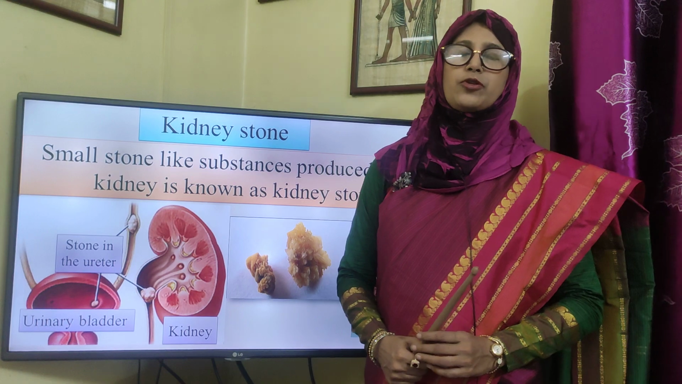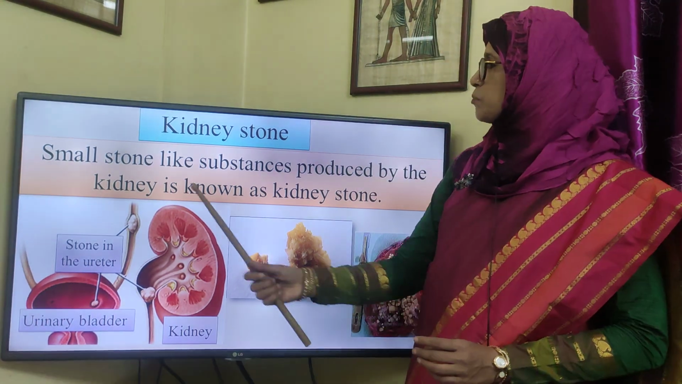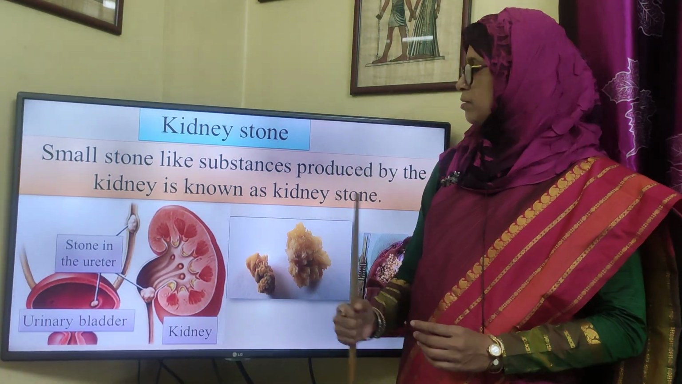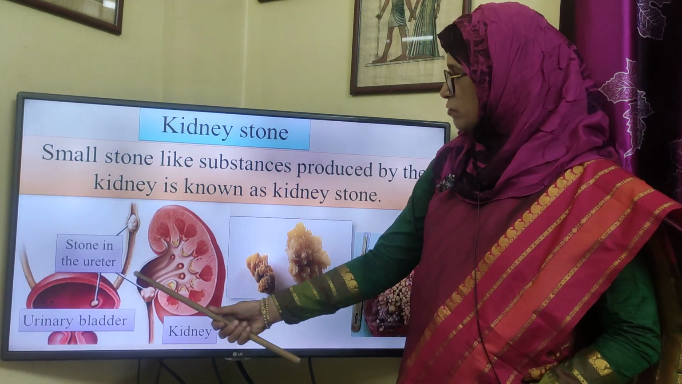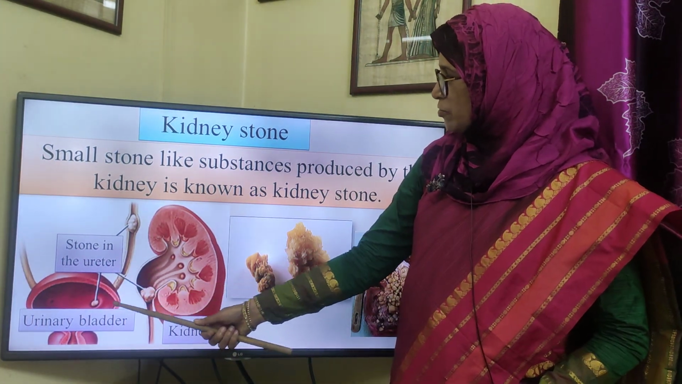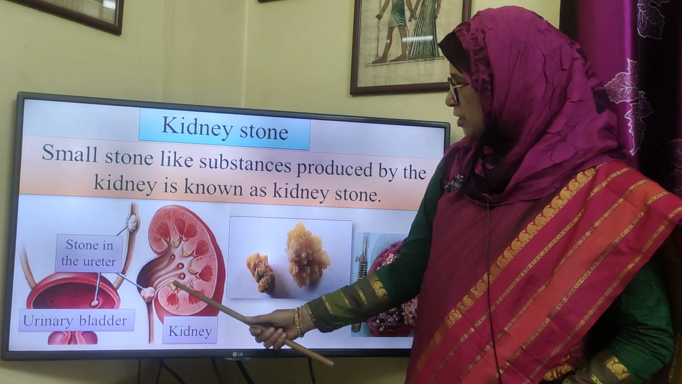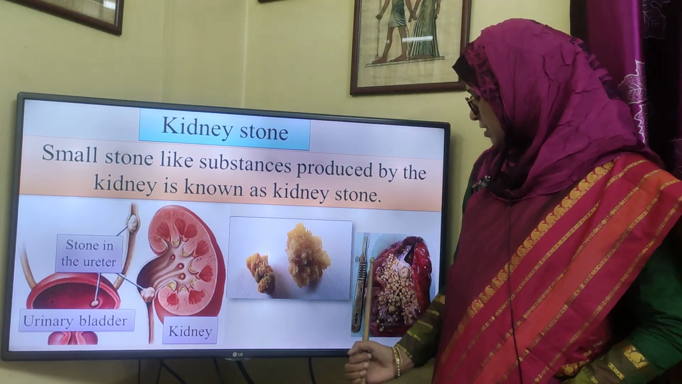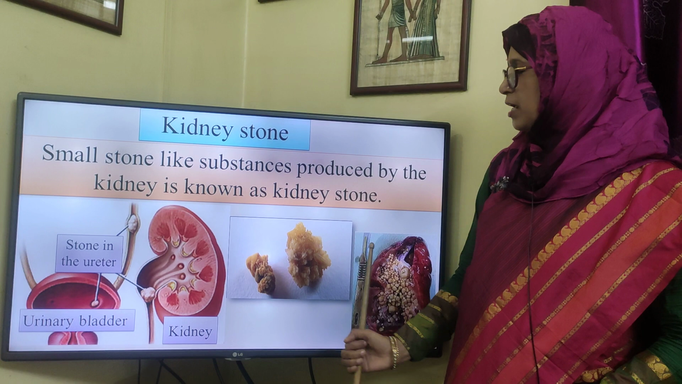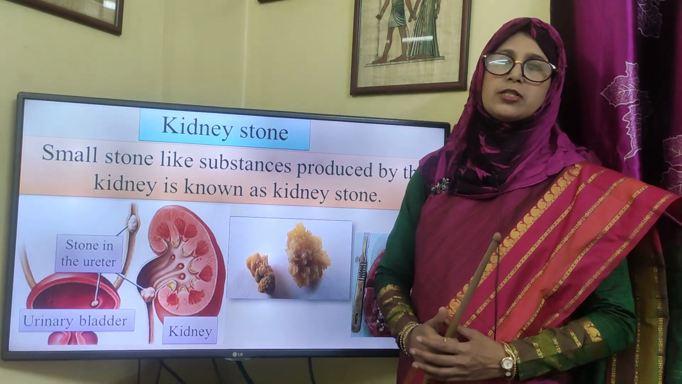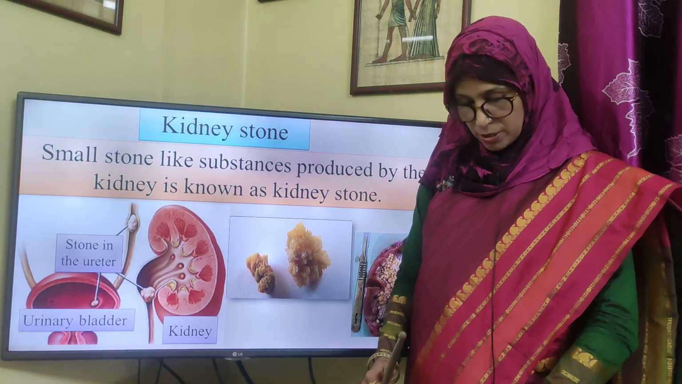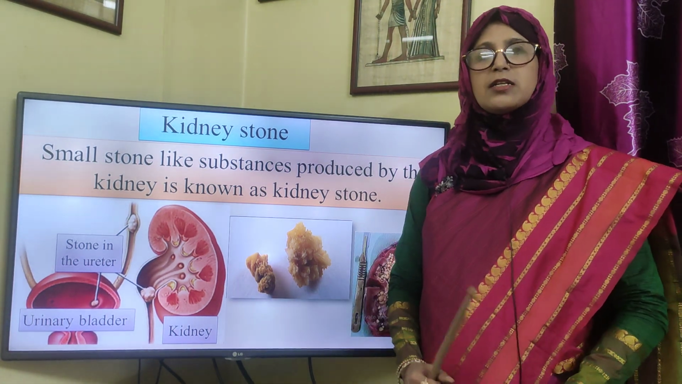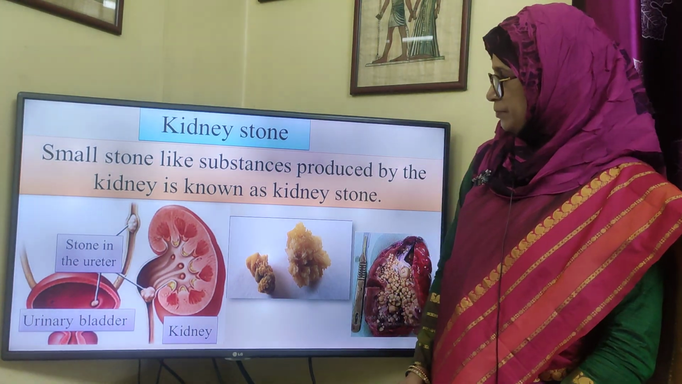Now kidney stone. What is a kidney stone? When a small stone-like substance is produced inside the kidney, it is known as a kidney stone. See here, this is a stone in the ureter, this is the urinary bladder, and this one is small like a stone. Different types of stones are here. One mark question: what is a kidney stone? When small stone-like substances are produced inside the kidney, it is known as a kidney stone.